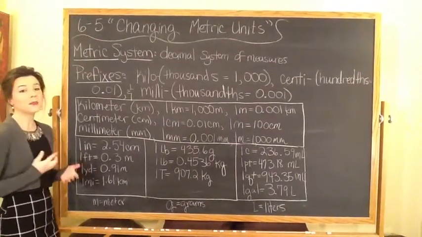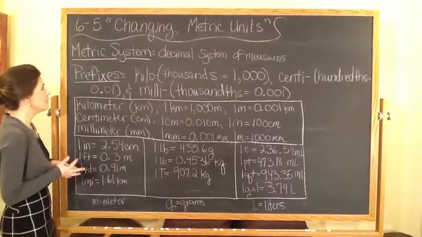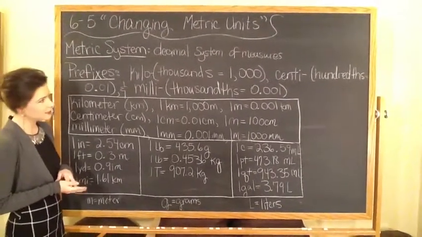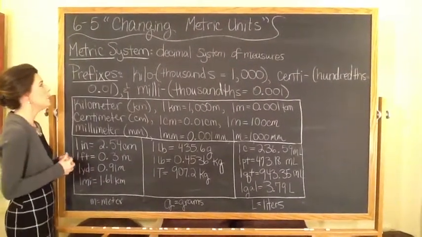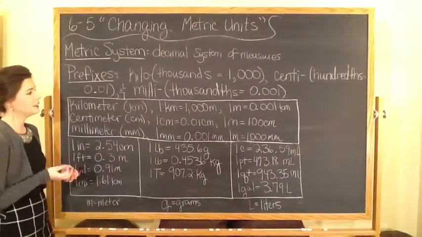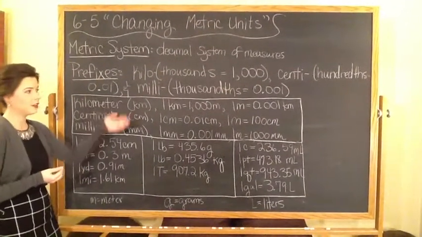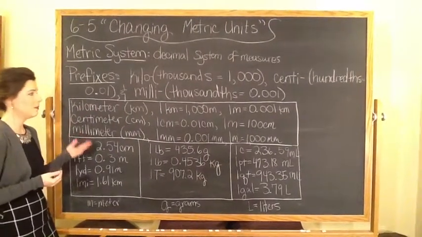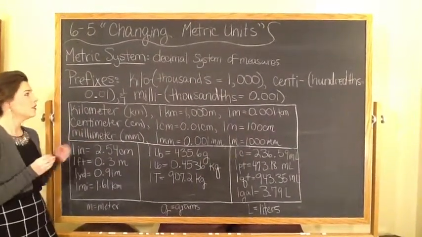So first of all, let's talk about what the metric system is. The metric system is a decimal system of measurements. And the units come with certain prefixes like kilo, centi, and milli, like kilogram, centimeter, or millimeter. Those are the prefixes.